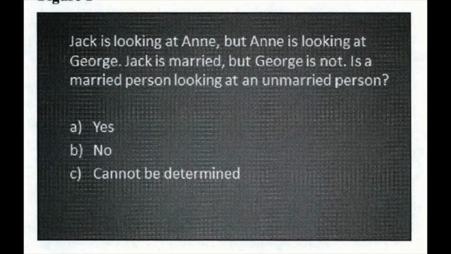I used a research study to illustrate how dual coding and drawing pictures from written text can help you understand concepts better. That same example works well as a concrete example too. In a 2009 study by Stanovich, researchers asked 165 students this question. Jack is looking at Anne, but Anne is looking at George. Jack is married, but George is not. Is a married person looking at an unmarried person? A, yes. B, no. C, cannot be determined.